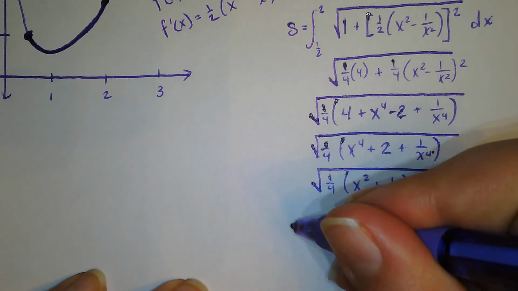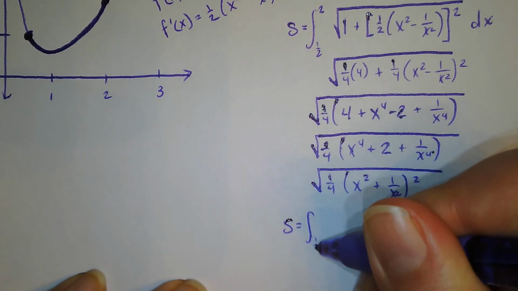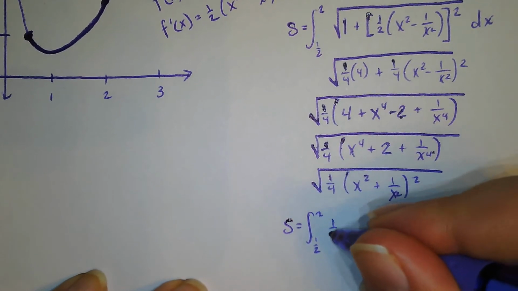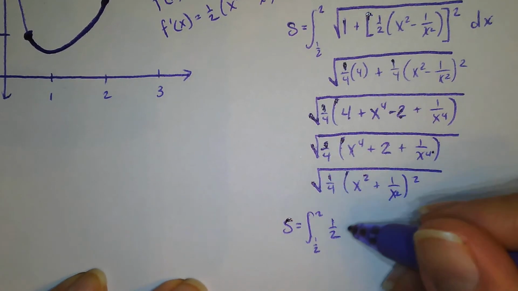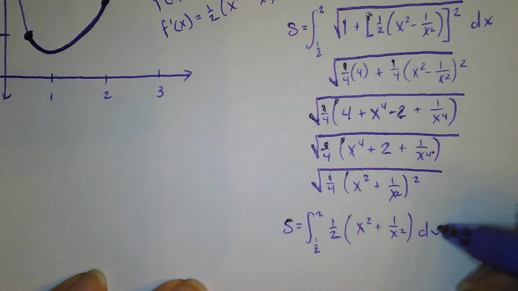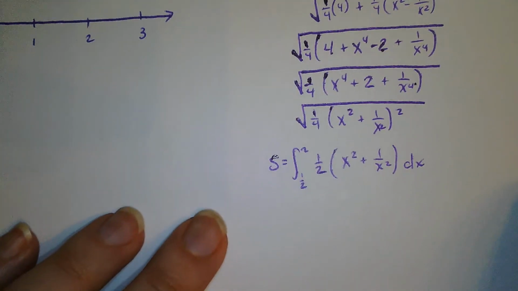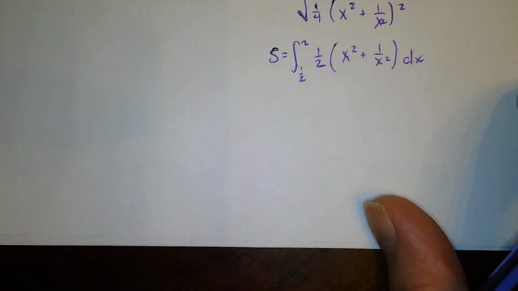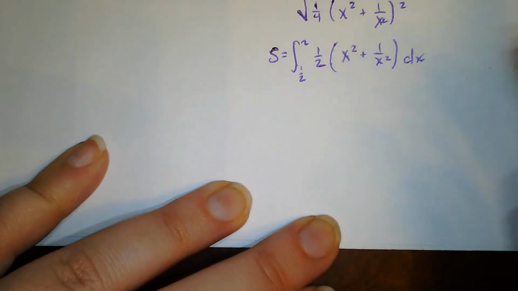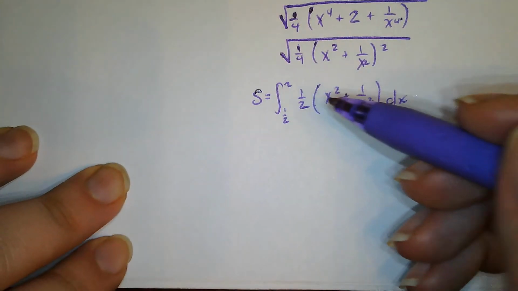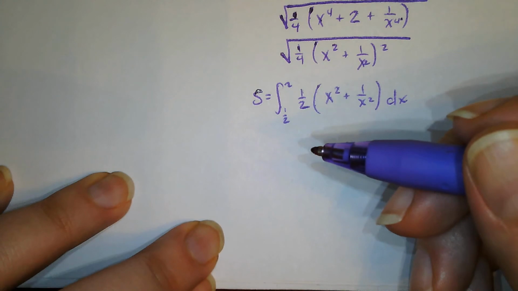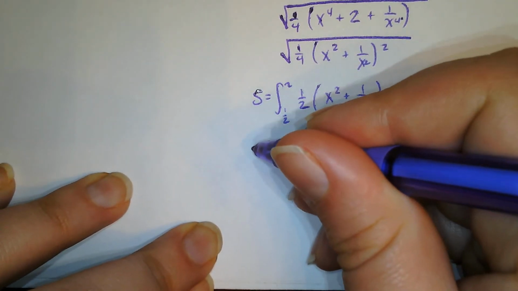Back to our integral. S equals the integral from 1/2 to 2. The square root of 1/4 is 1/2, and the square root of this quantity squared is just this quantity. So the worst part about this formula is the simplifying that you have to do before you can actually do the integral. Now this is easy. We're going to pull the 1/2 out front and integrate that, and this is the easy part. But like I said, the stuff we had to do before that was not.